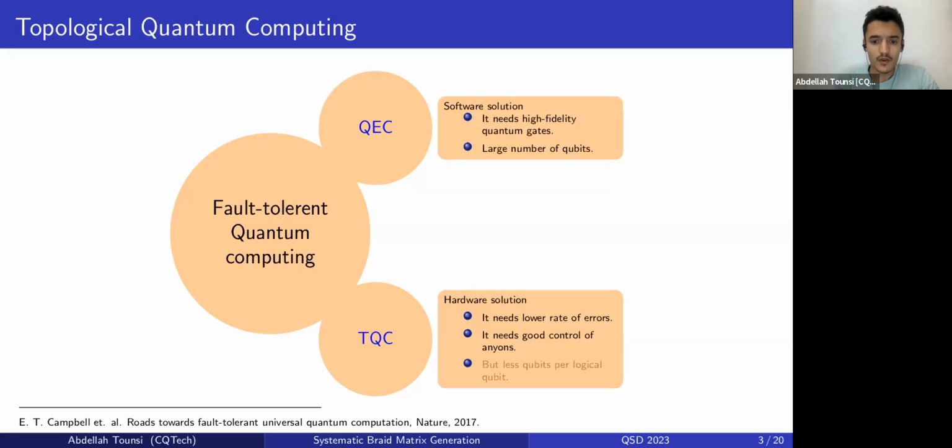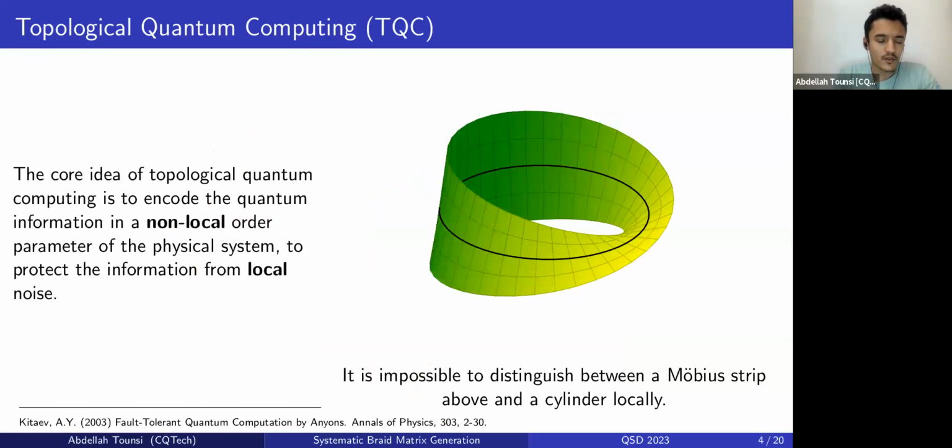On the other hand, topological quantum computing is a hardware solution, and it needs even lower error rates and good control of systems. The benefit of topological quantum computing is to encode logical qubits in a smaller number of physical qubits. So what is topological quantum computing? The main idea behind it is to encode quantum information in non-local parameters, or generally, topological parameters. The benefit of that is to protect the information from local noise.